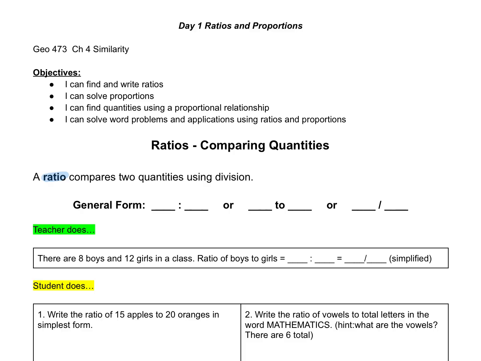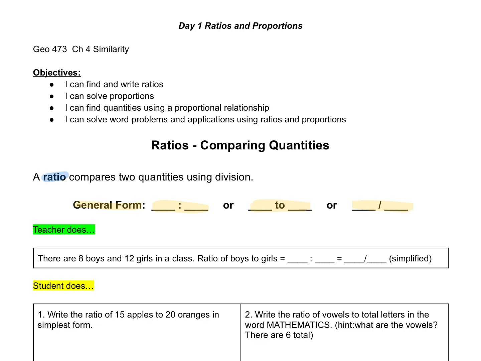So you see this right here. A ratio compares two quantities using division. General form, there's three different ways. Sometimes you're going to see a colon. Sometimes you're going to just write out the word "to," and then sometimes you're going to find a division.